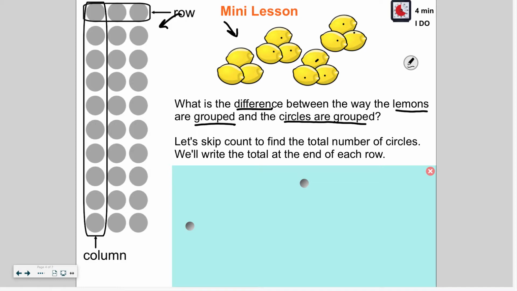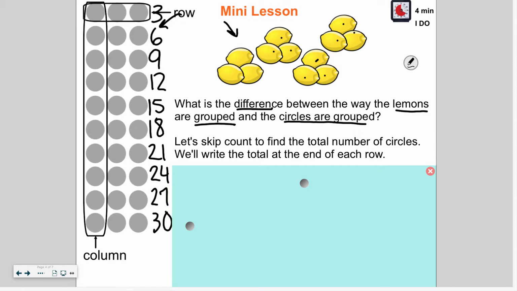So let's go ahead and skip count by threes, because that's what I see. I see 3 circles in each row. So let's start with 3, 6, 9, 12, 15, 18, 21, 24, 27, and 30.